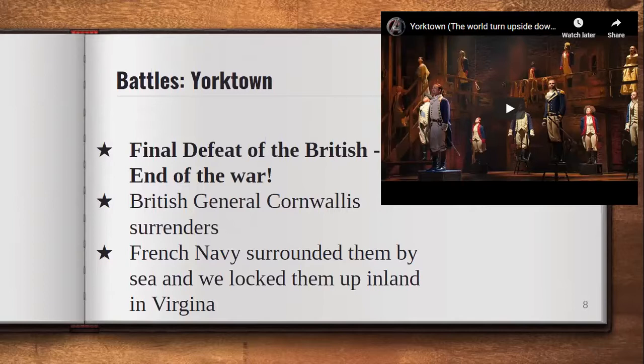So we started watching it, but we didn't necessarily finish the Battle of Yorktown song from Hamilton. And so we're going to watch this part very briefly. And again, it has the music.